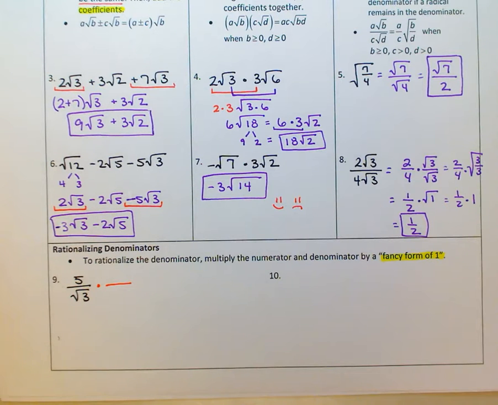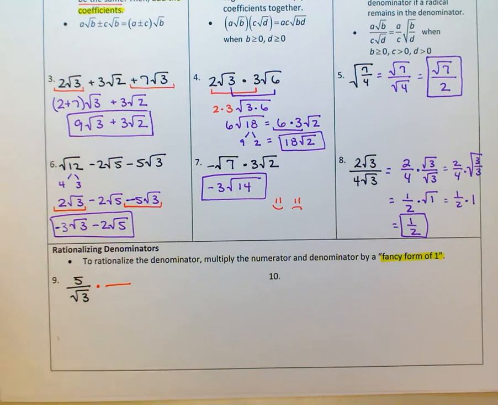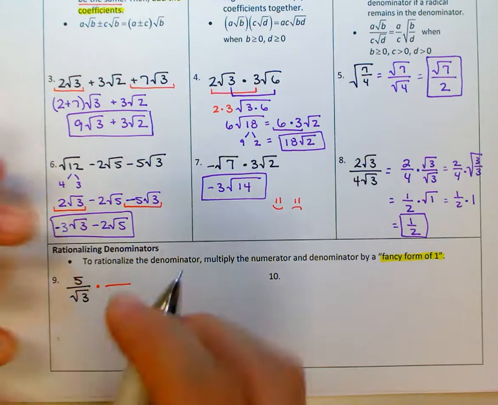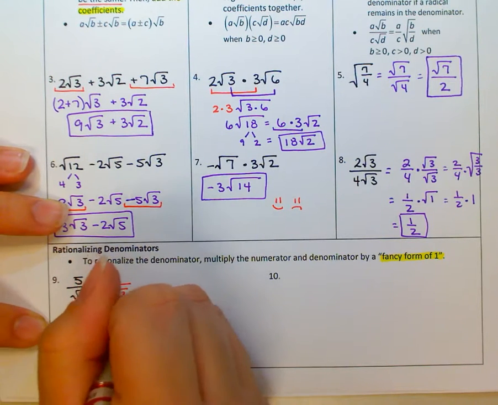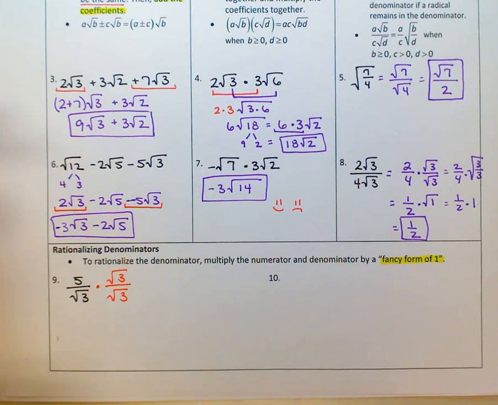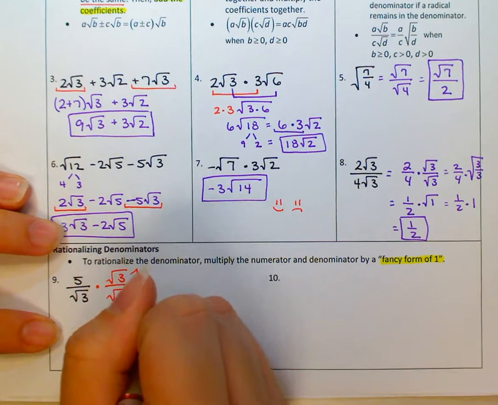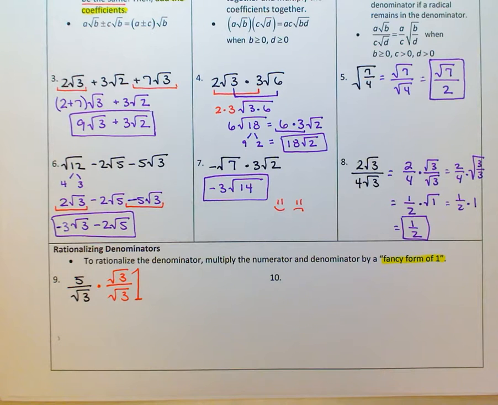I need this bottom to be a perfect square. So square root of 3, if I want it to be a perfect square, the perfect square that I can make a 3 into is 9. If I multiplied 3 times 3, that would be 9. So I need the square root of 3 on bottom. But I have to make sure that this is a version of 1. Square root of 3 over square root of 3 is a 1. This is just a fancy 1. Okay, that's a 1, guys.